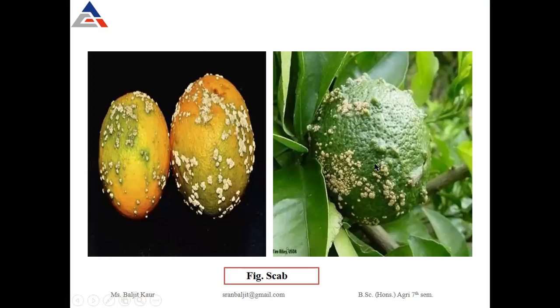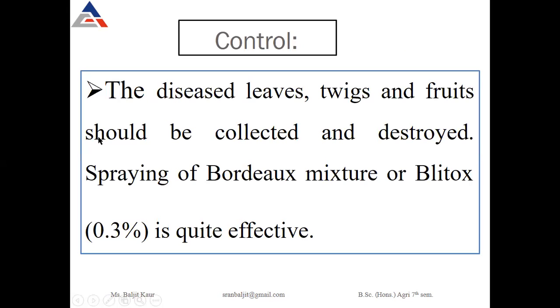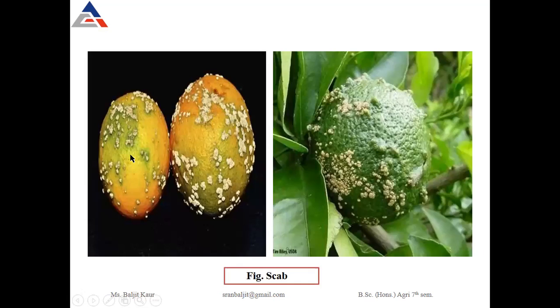So this is the picture of scab on the fruits. There is a corky appearance, right? There is a corky appearance on the fruit.